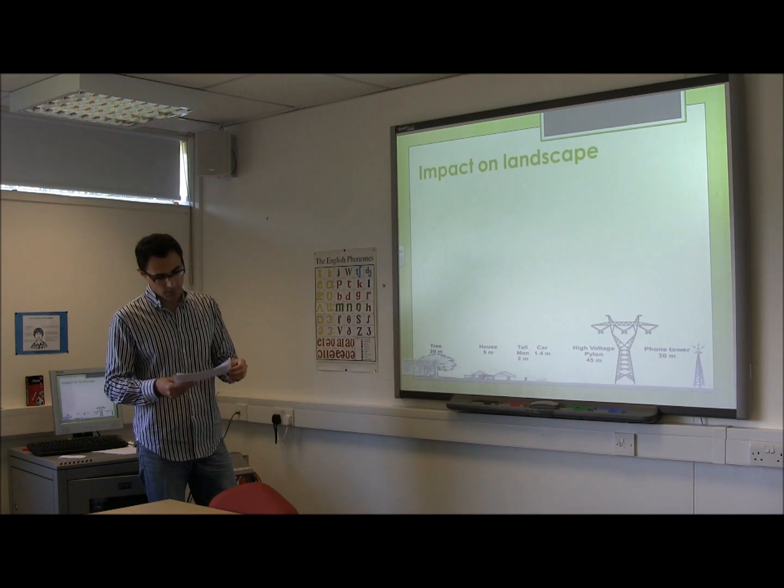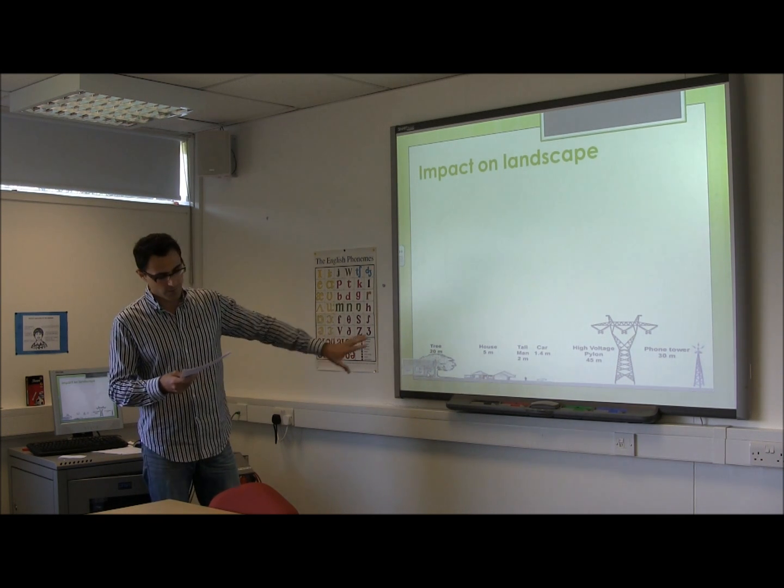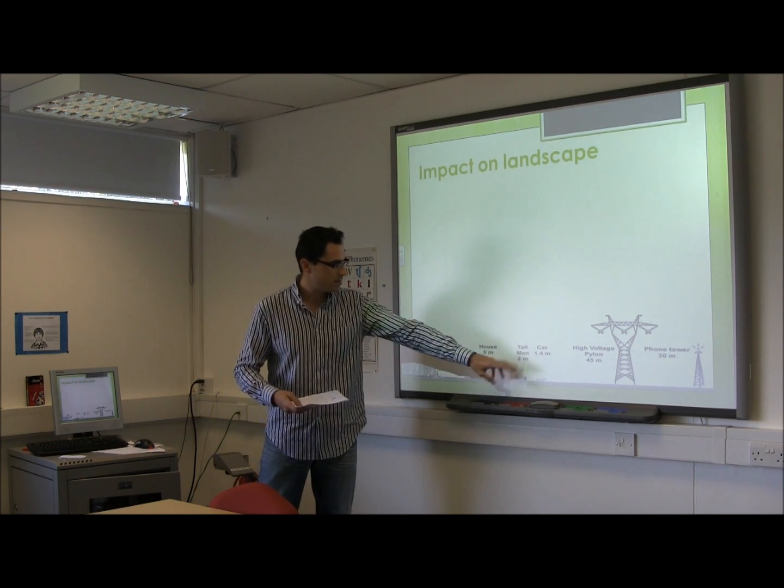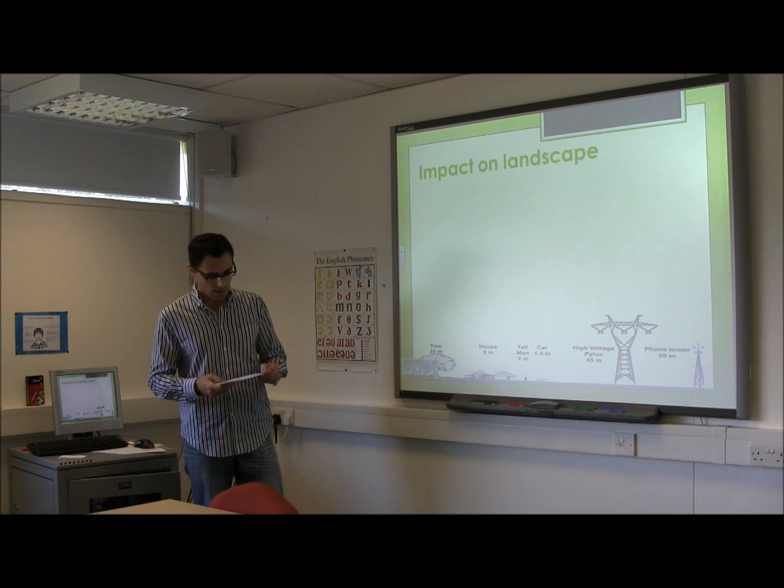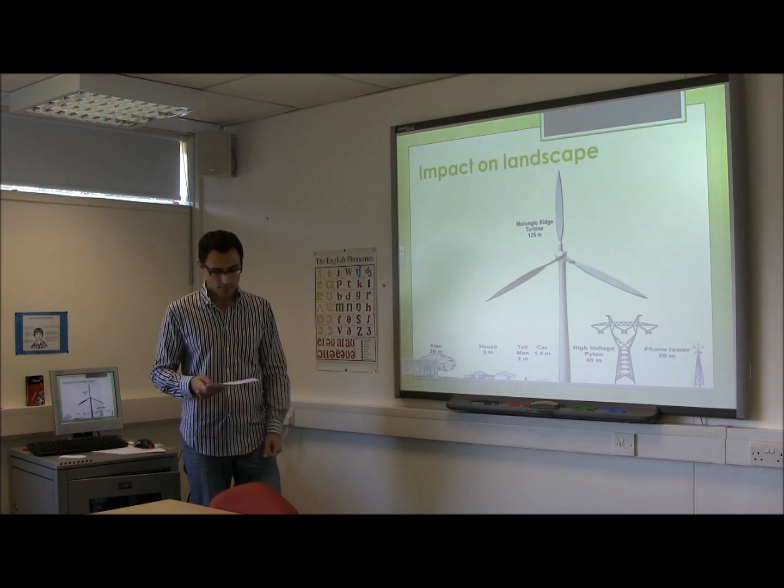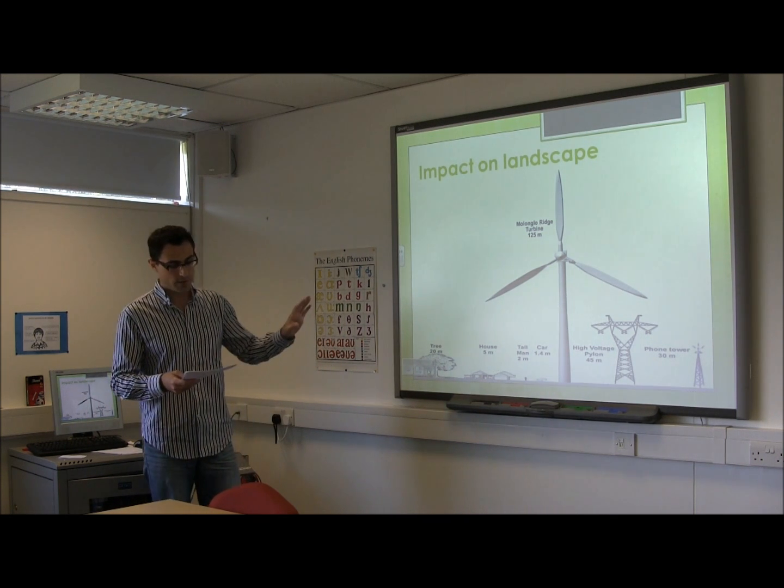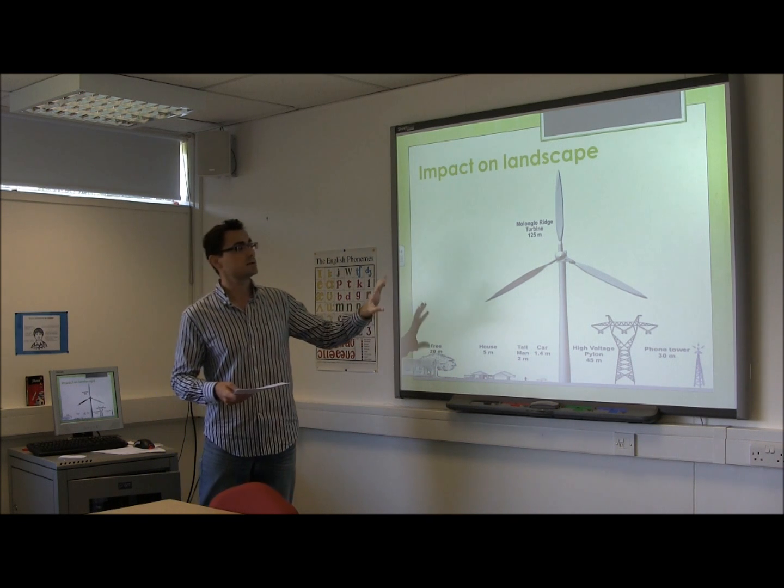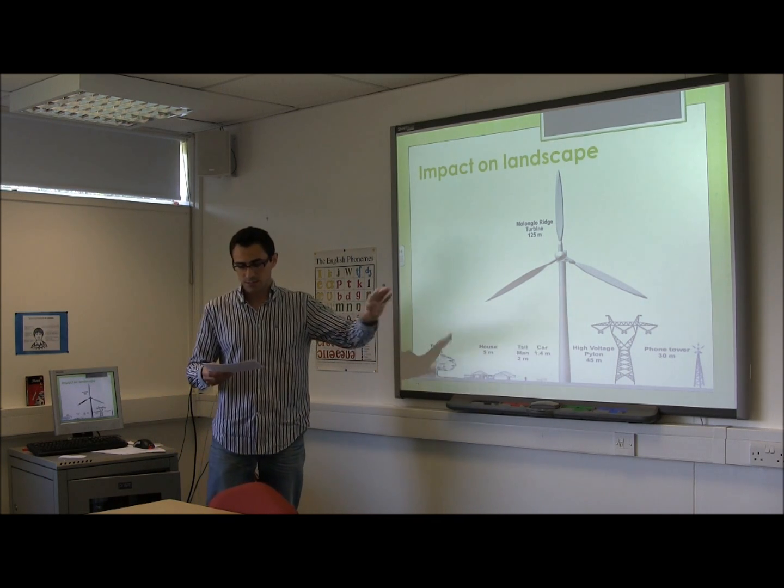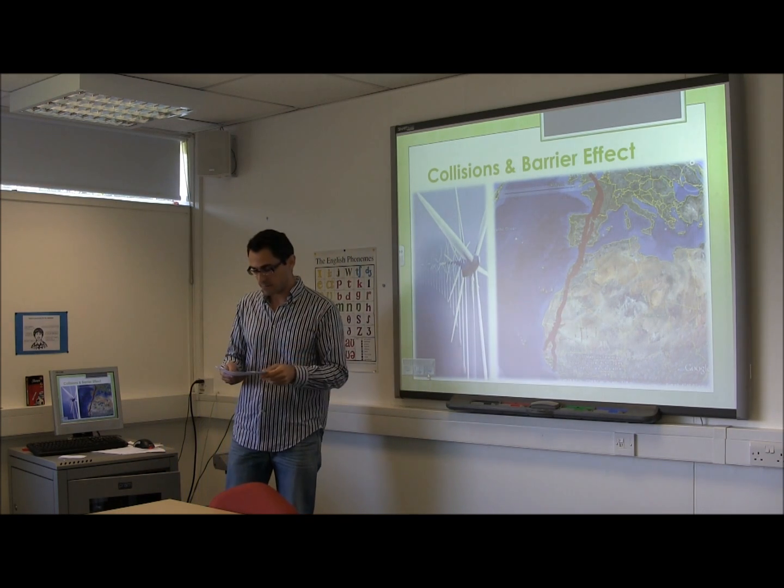As you can see in this picture, this shows a scale with different things. As you can see here, this is a man, 2 meters. And if we place a wind farm here, it would be like this. This is like a wall, isn't it? Yes. So I think a wind farm has a real impact on the landscape because it's like a wall. And talking about walls, let's move into the next part, which is collisions and barrier effect.